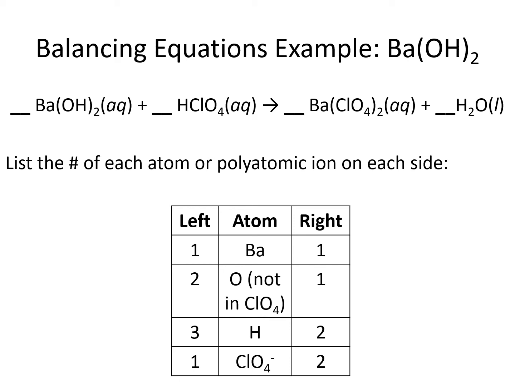We have bariums, we have oxygens that are not part of the perchlorate, we have hydrogens, and we have the perchlorate ion. On our left side of the equation, we have 1 barium, we have 2 oxygens that aren't part of the perchlorate, they're part of the hydroxide. We have 3 total hydrogens, 2 of them in the hydroxide and 1 in the acid, and we have 1 perchlorate ion. On the right side for our count, we have 1 barium, we have 1 oxygen that's not part of the perchlorate, in this case it's in the water molecule, we have 2 hydrogens, and we have 2 perchlorate ions.